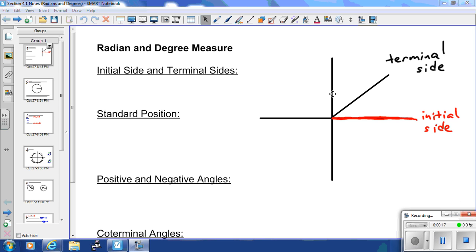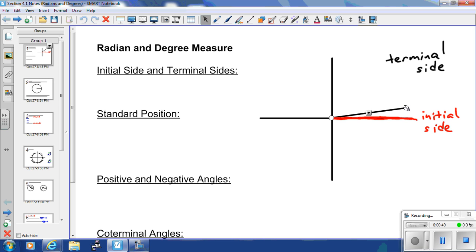Here we have what we're going to refer to as the standard position of an angle. This is an angle drawn here. This is the x-axis, this is the y-axis, this is the vertex. When we talk about standard position of an angle, what that means is the vertex is located at the origin. The initial side is on the x-axis. That does not move. Now the terminal side, that's where the angle stops, and this can go anywhere on this picture here.